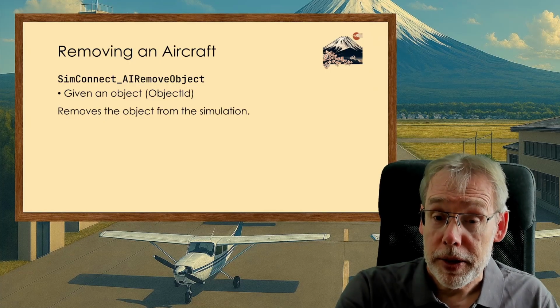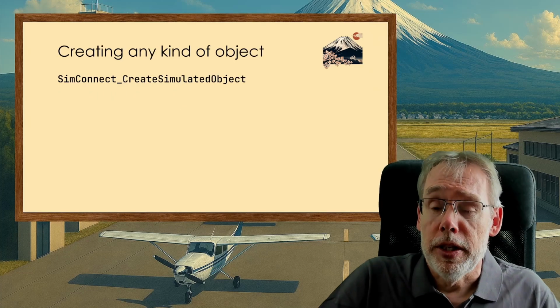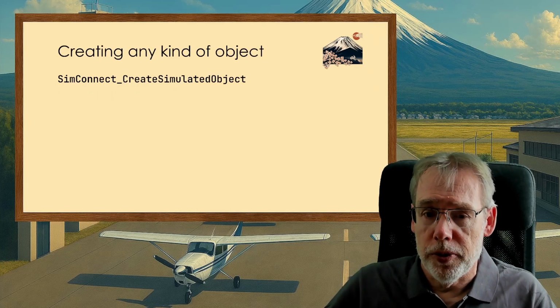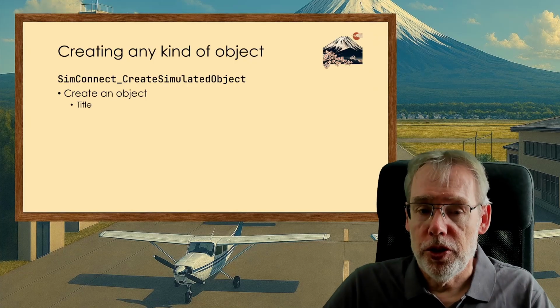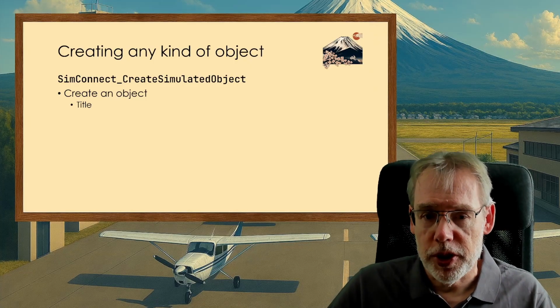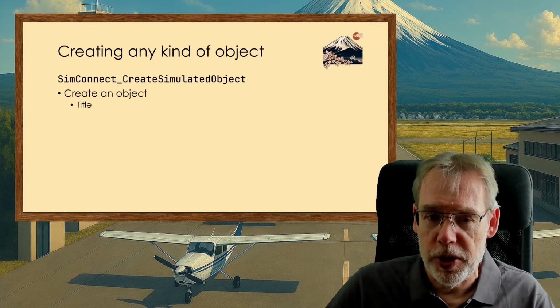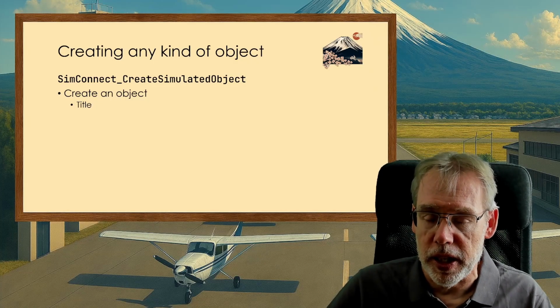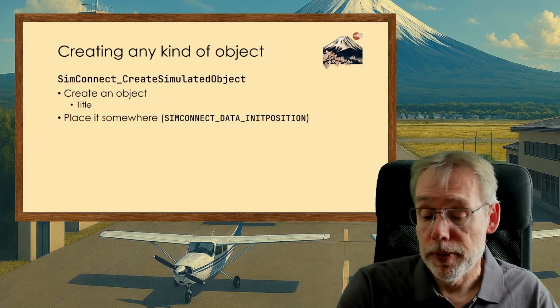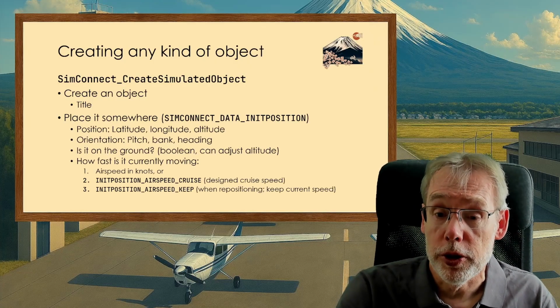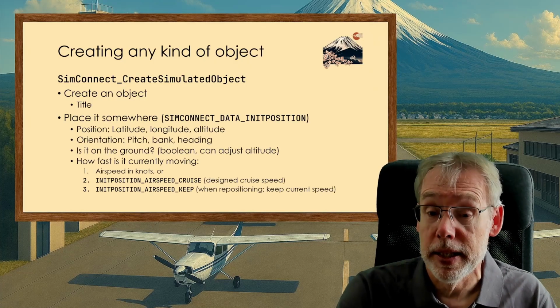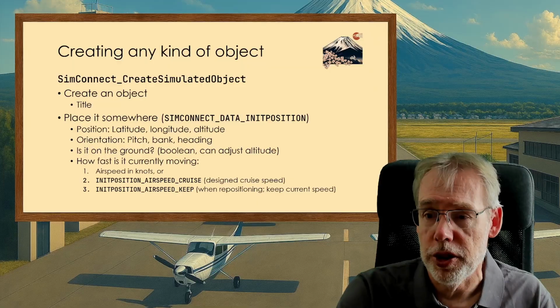Then, of course, not everything is an aircraft. So there is a more generic version of the call, which says create simulated object. This still requires a title. The title will refer to the object and be a unique identification of that object. And you then specify the init position. Again, latitude, longitude, altitude, pitch bank heading, is it on ground, and how fast is it moving?